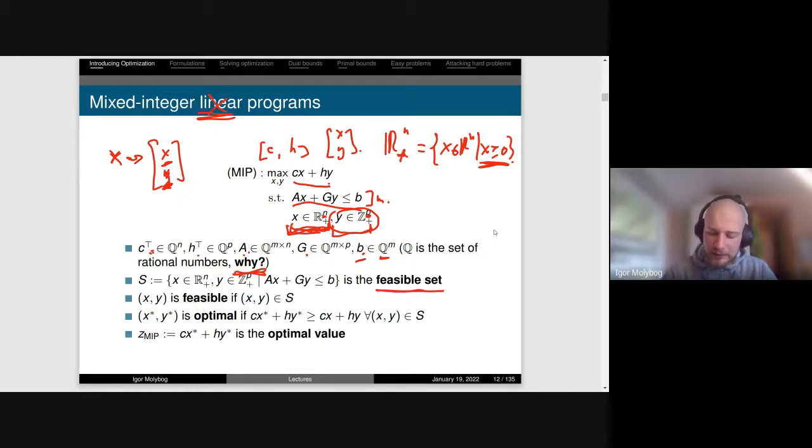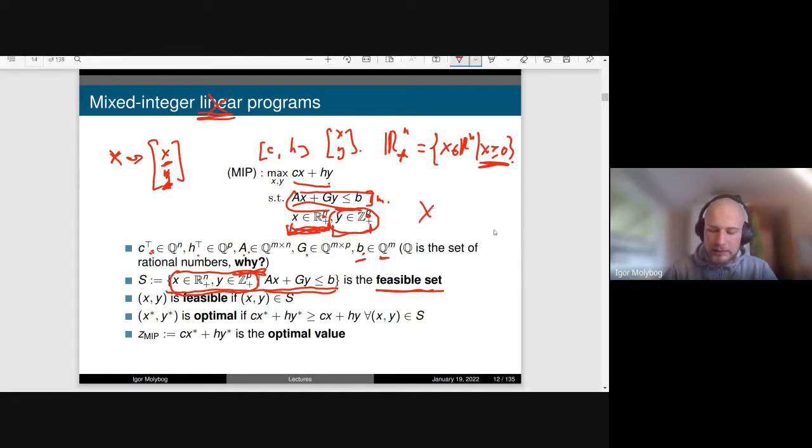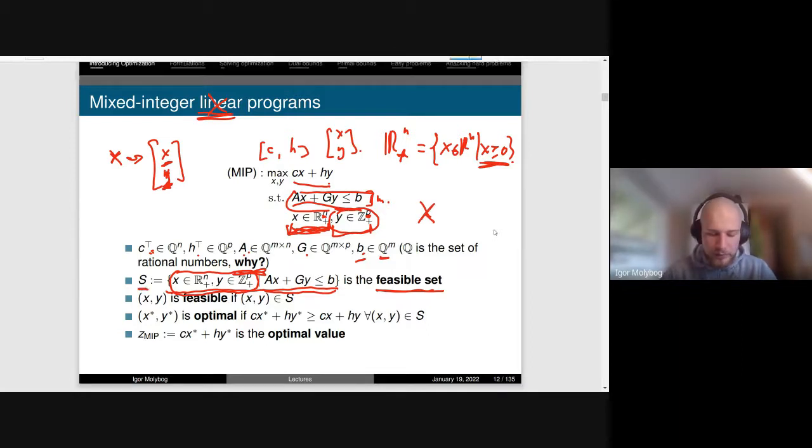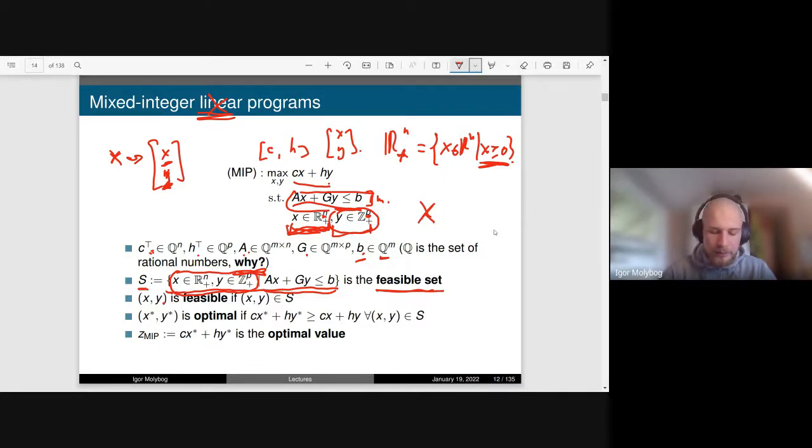The feasible set for this problem can be written in this form. Here I just point out that our vectors x and y are in Rn and Zp, and I also add the system of linear inequalities that is written right here. So basically, this is our capital X that we were talking about before. It's just now denoted with capital S. Nothing too fancy.